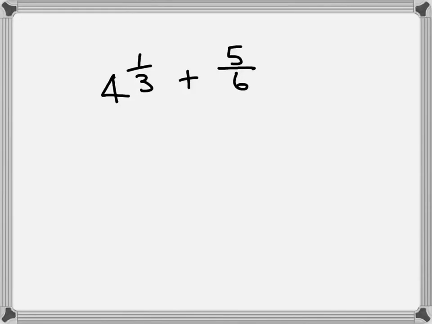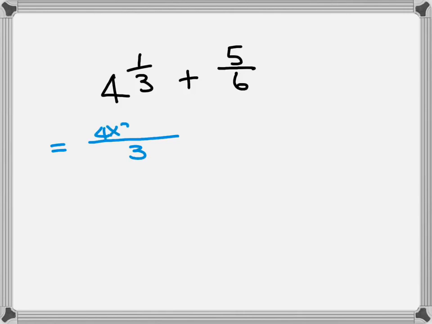Okay, let's add mixed numbers to proper fractions. Mixed number to a proper fraction. The simplest thing to do is to turn your mixed number into an improper fraction first. So let's do that. We're going to rewrite it then over 3.